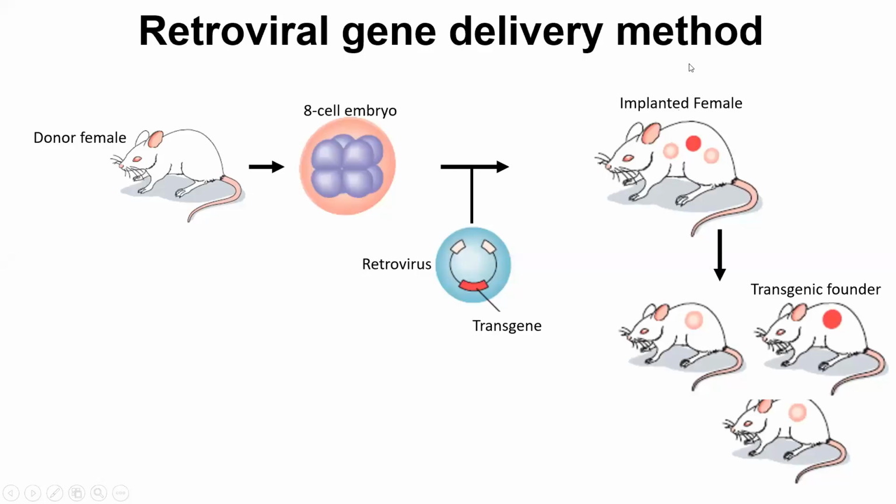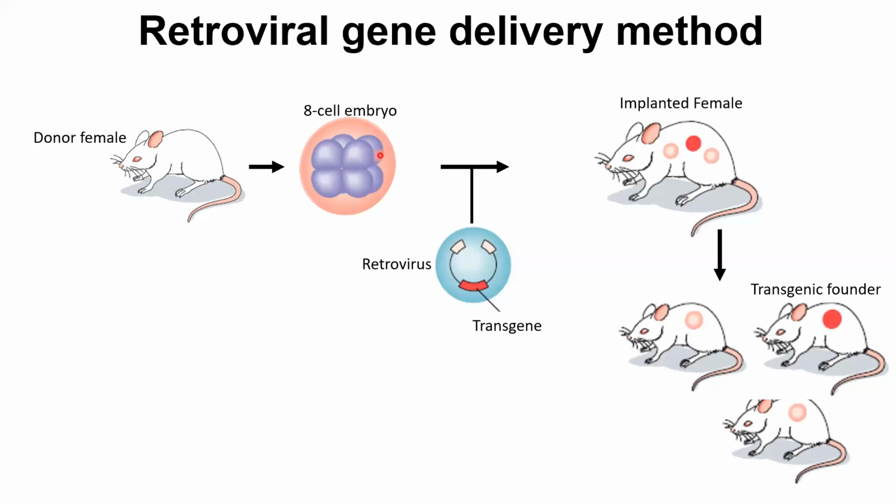Okay, how does it start? We have a female donor. Now, where does the female donor come from? The two animals are mated, and we have a female donor. We take the female donor, and we harvest the embryos at the 8 cell stage. It's very important, because after this the method might not work. So the 8 cell embryo is harvested.